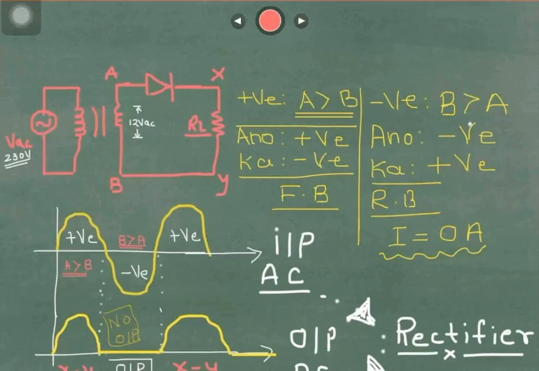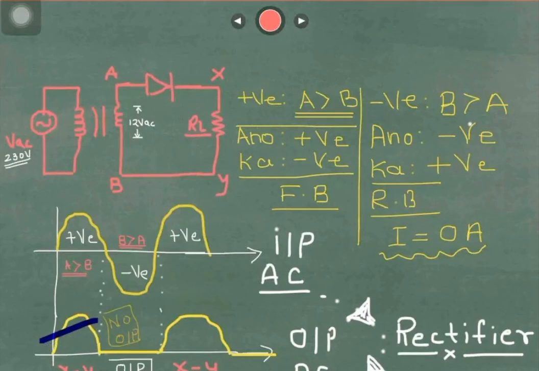So at this particular point, you can see in the diagram that we have a positive half cycle. During the positive half cycle, terminal A becomes positive, B becomes negative. The diode becomes forward biased and will start conducting. Since the diode is conducting, there is an output voltage available over here. So during the positive half cycle, A becomes positive, B becomes negative, the diode becomes forward biased, it conducts, and the output voltage is available.